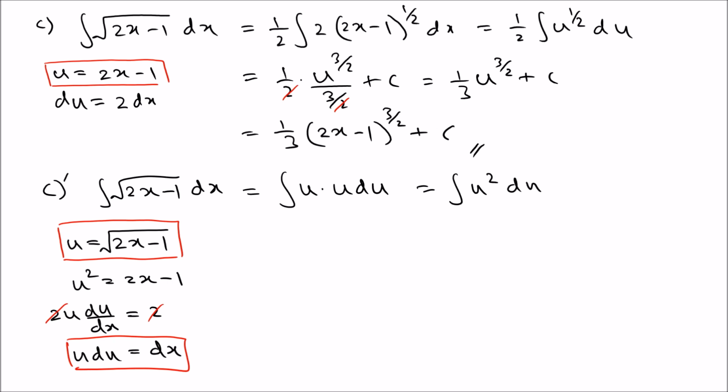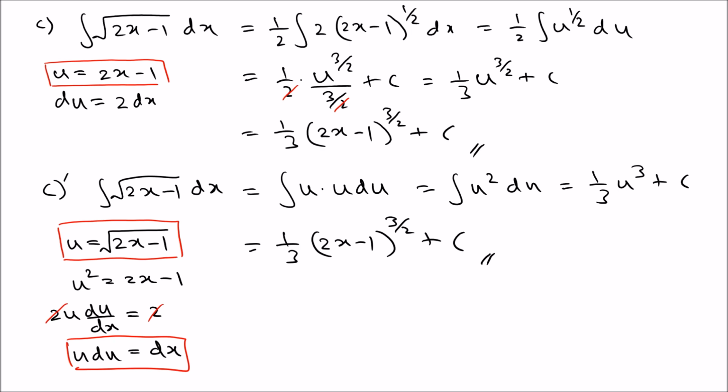Where is it integrate? So it is 1/3 u to the third plus c. That means it is 1/3. u is the square root of 2x minus 1. So that means the square root of 2x minus 1, to the cube power, so 3/2 plus c. So you can see it's the same answer. You get the same answer, but it's a slightly different approach.